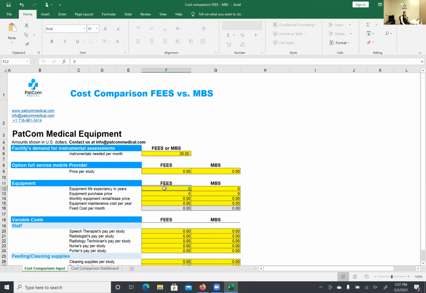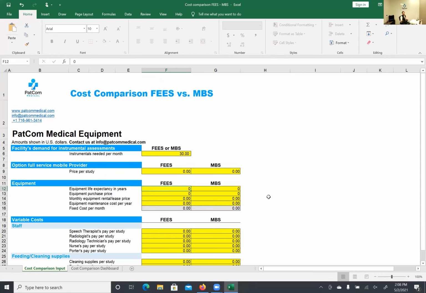Then we're going to get to the equipment. So on the FEES side, of course, your speech pathology department needs to purchase equipment or lease equipment or rent equipment. We're going to start with the option of buying equipment. All right, so the first question here is the equipment life expectancy in years. And I usually like to say at least 10 years, because for 10 years, we would say that we definitely are going to have the spare parts available. We are able to repair the equipment, and it's not going to be end of life and all of that. So you have at least 10 years.